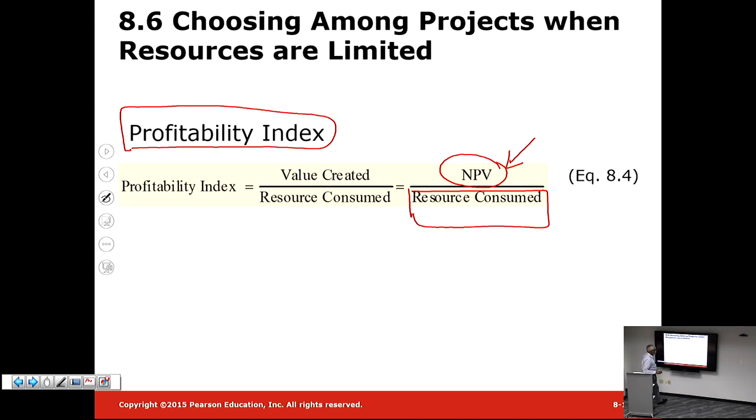And why do we do it? Because I'm going to be measuring how much value I am creating for every dollar of resource that my company or my project is consuming. For every dollar of resource consumed, how much value do I create? And of course, in a colloquial sense, which project gives me the biggest bang for the buck.